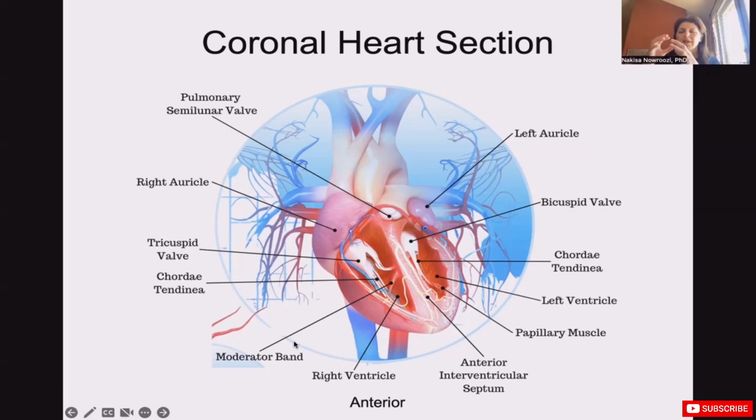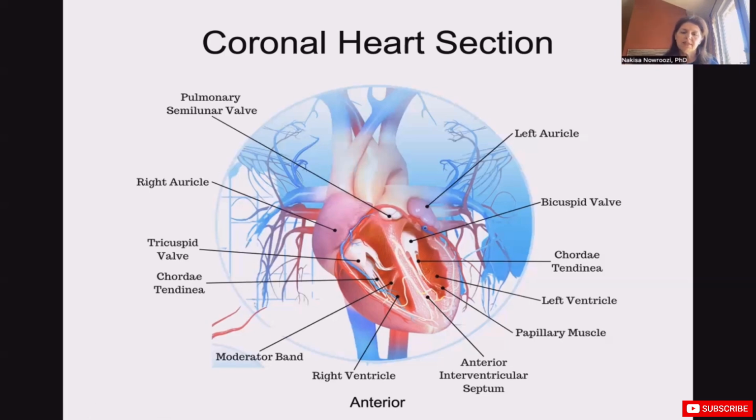Moderator band is there because the outer layer muscle of the right side is actually very skinny, and that moderator band, when it gets too distended with the blood, can bring the wall back to its normal size. How do I know where my right side is after I have a coronal section? Which section is showing me the anterior view on the right side and on the left side? The outer wall of the left ventricle is much thicker than the outer wall of right ventricle.